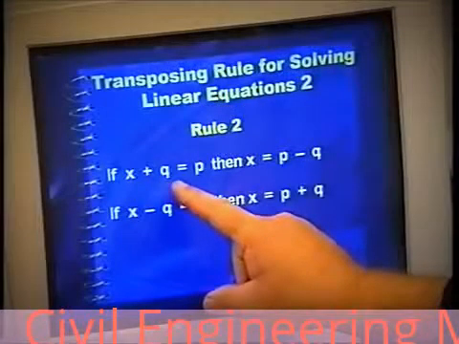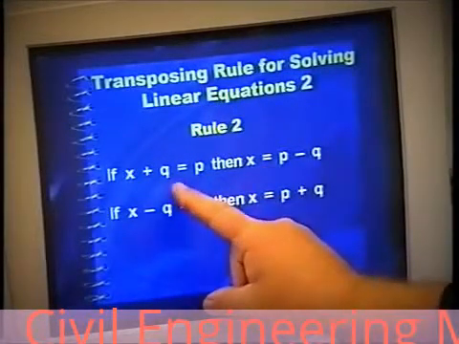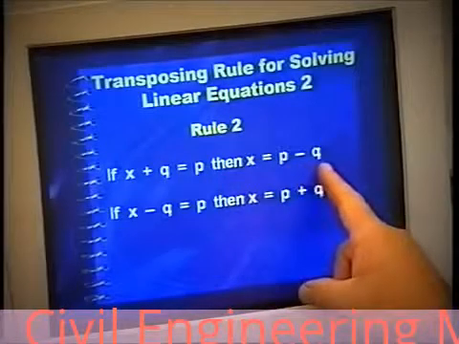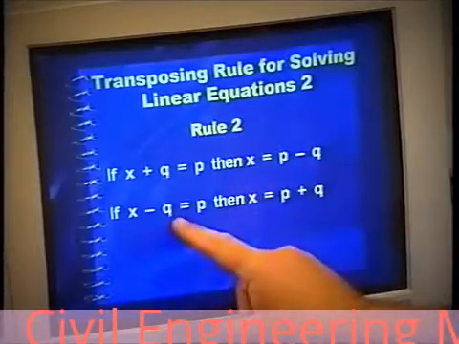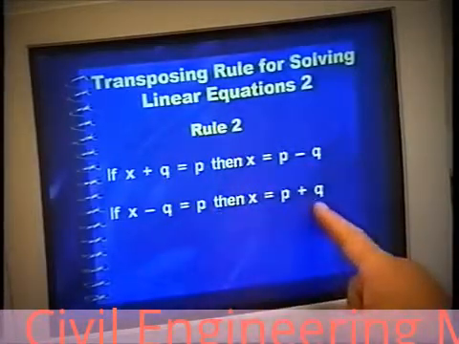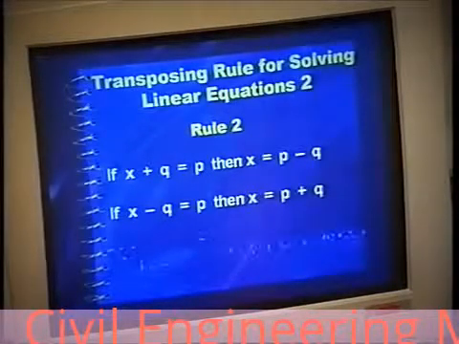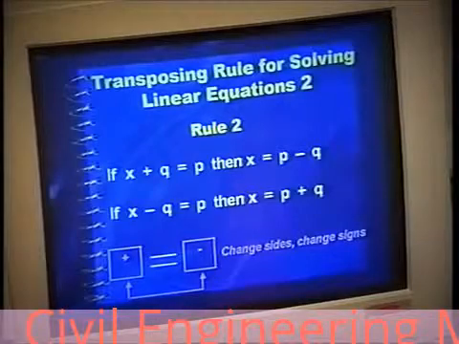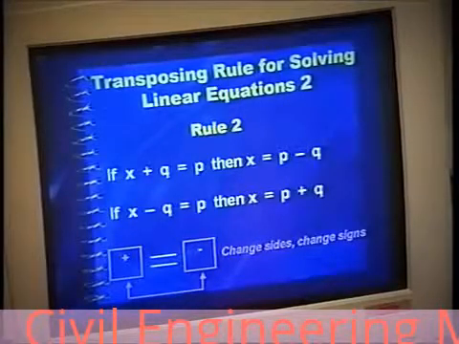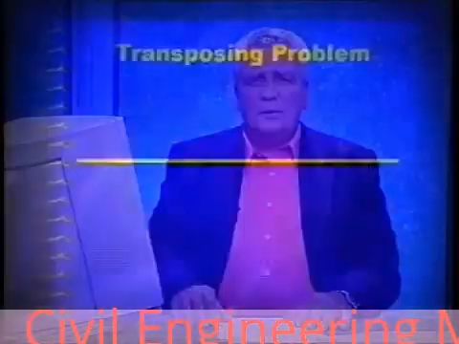If I have a plus q there and I want x on its own, I can bring that q to the other side, it becomes a negative q. If it's a negative q, I can bring it to the other side, it becomes positive q. We call that a transposition. And here we've got it. Change sides, change signs. Well, as usual, let's have a look at a few problems, how that works in practice.